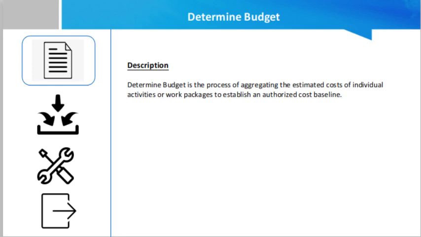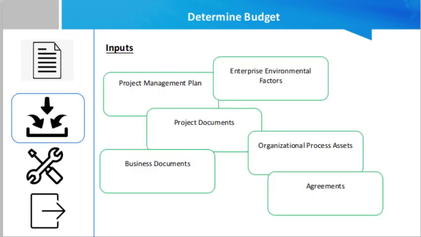management reserve. The inputs for this process are the project management plan, the project documents, the business documents, and the agreements. Basically, agreements means that applicable agreement information and cost relating to products, services or results that have been or will be purchased are included when determining the budget.